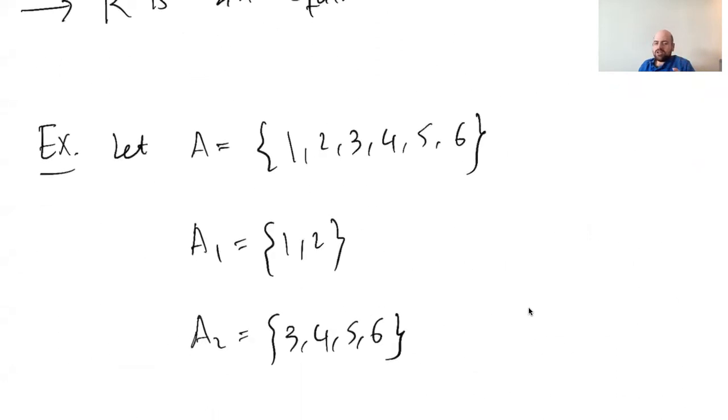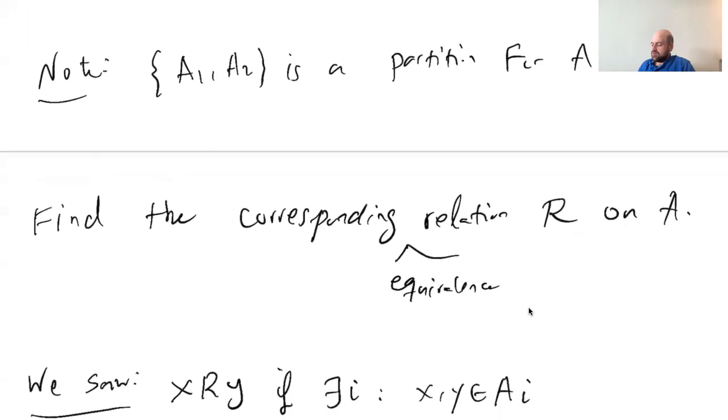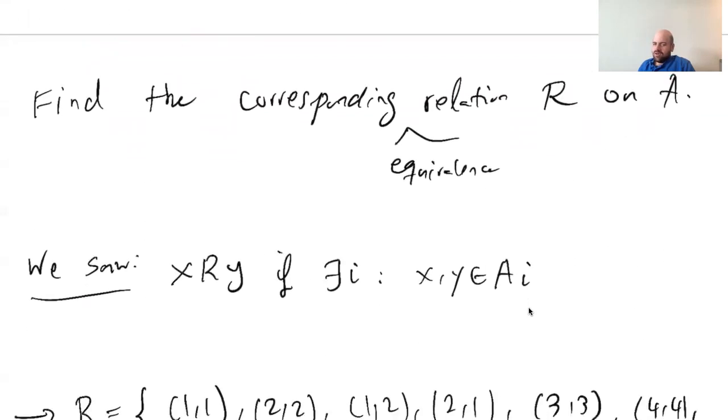Once you have a partition, you can define the equivalence relation. How do you know that a particular pair is in your relation or not? If both elements of the pair, both coordinates, are in the same capital Ai, then we can say that that pair is in the relation. So for example, 3 and 5 are in the same capital Ai. So (3, 5) and (5, 3) are in R.